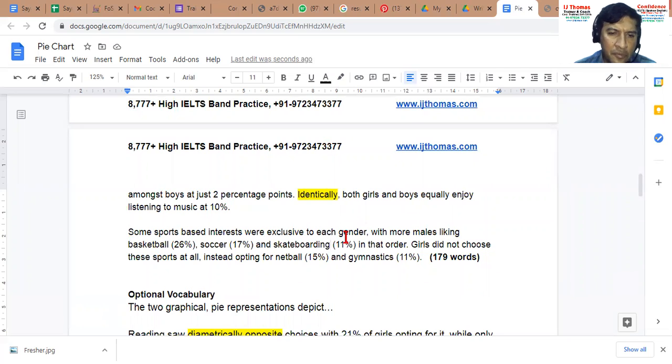Some sports based interests were exclusive to each gender, with more males liking basketball 26%, soccer 17%, and skateboarding 11%, in that order. So I'm saying first, second, third. Instead of saying they like basketball first, soccer second, I'm saying in that order. Then next, girls did not choose these sports at all, instead opting for netball 15% and gymnastics 11%. Excellent.